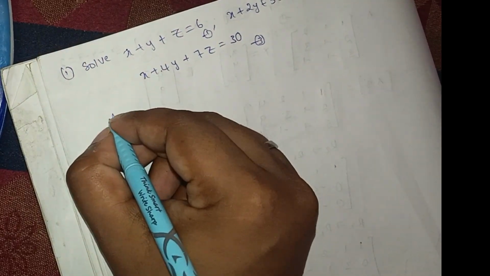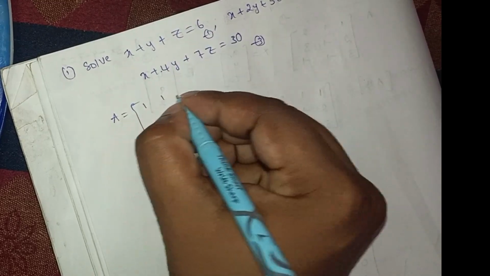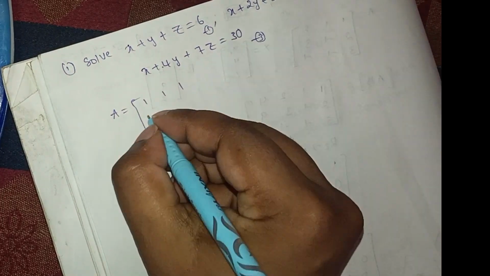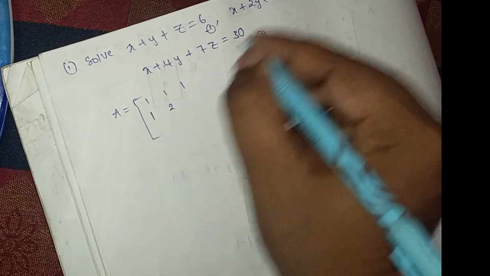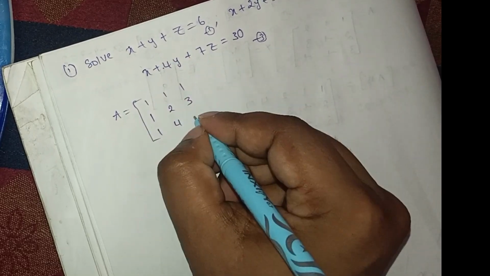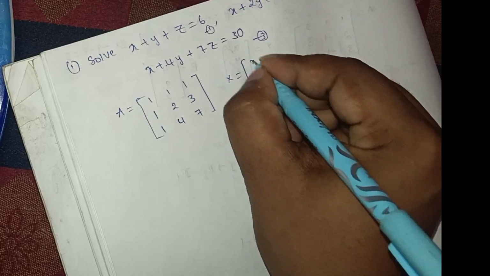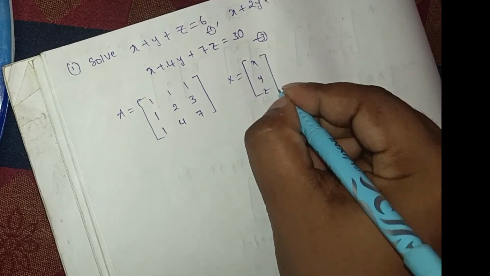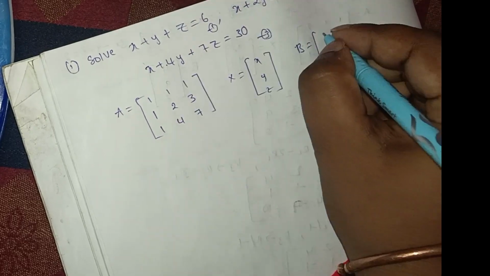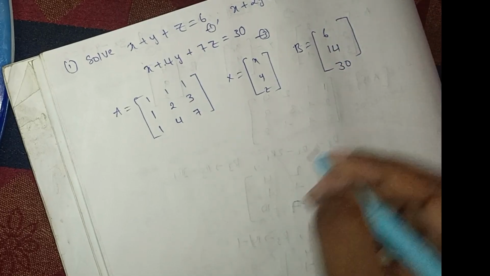So first I'll write the coefficient matrix. x + y + z = 6: 1 1 1. x coefficient 1, y coefficient 1, z coefficient 1. Here x coefficient 1, y coefficient 2, z coefficient 3. Here x coefficient 1, y coefficient 4, z coefficient 7. What is my X matrix? What are the variables? x, y, z. Here what is my B matrix? 6, 14, 30. These are the constants.